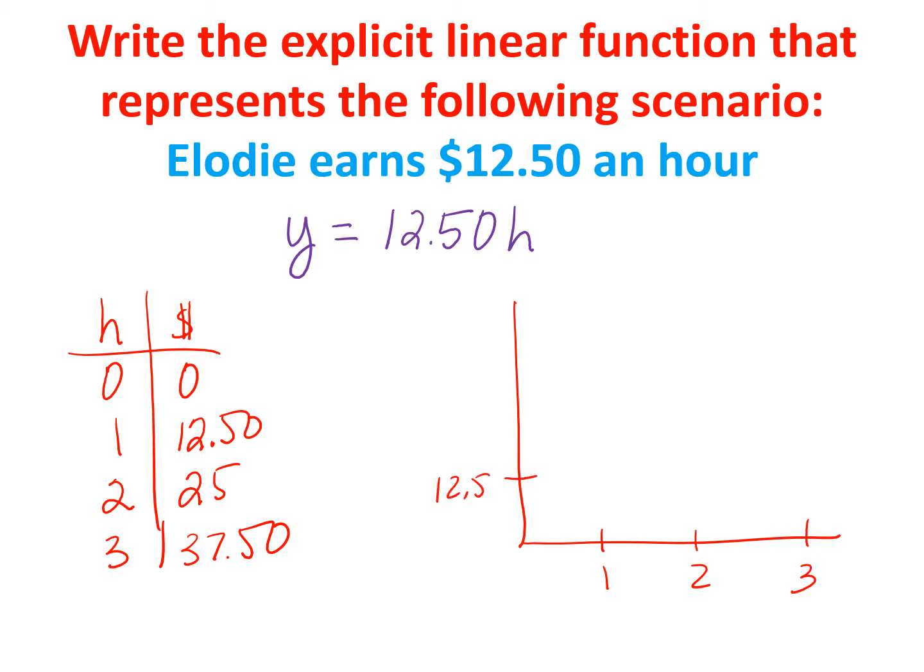So $12.50, $25, $37.50, and I am counting by increments of $12.50. So 0, 0, 1, $12.50, 2, $25, 3, $37.50. And we are allowed to connect the dots here because we're assuming that if Elodie works part of an hour, that she would get paid part of her $12.50.